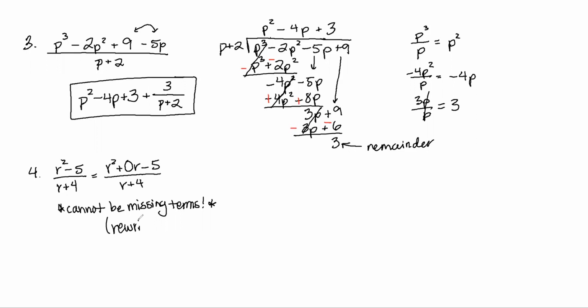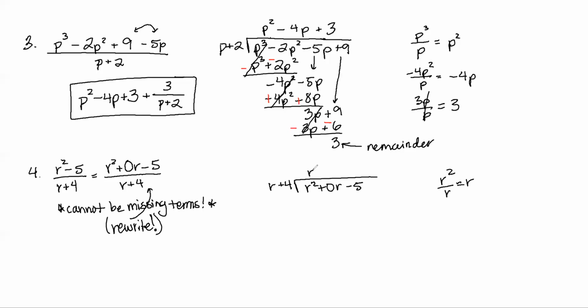So that's the big thing here, is making sure you rewrite your polynomials if you're missing a term. So let's go ahead and try dividing now. We're gonna put r plus 4 on the outside, and then we have r squared plus 0r minus 5. And now let's divide. We're gonna take our first term divided by the first term. r squared over r gives us r.